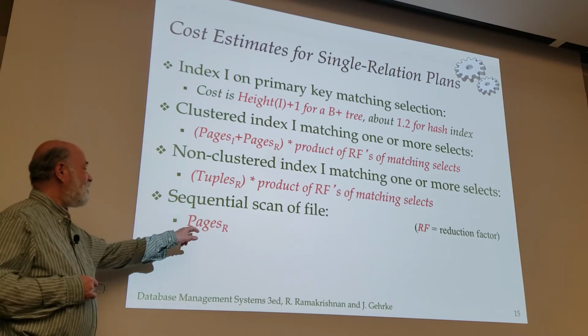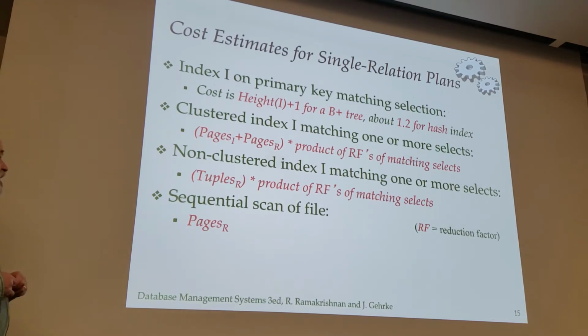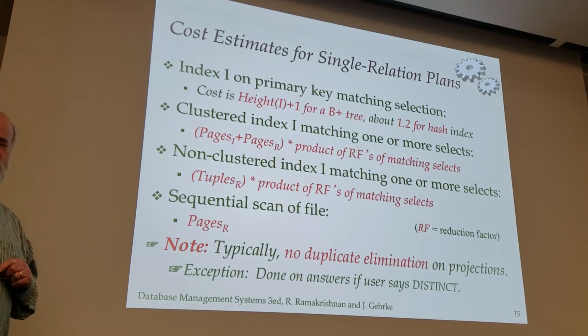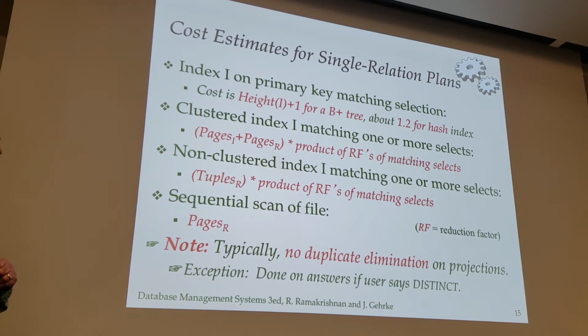In the case of the sequential scan, I can just scan every page of R and see what's going on. I'm not going to end up reducing anything. I'm just going to touch every page when I go through it. And again, when there's projection, unless it says select distinct, you're not going to eliminate duplicates. Only when there's a select distinct do you eliminate duplicates.